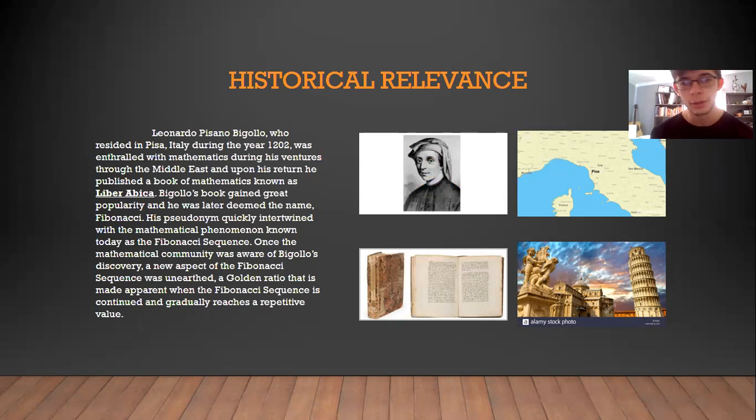And his pseudonym quickly intertwined with the mathematical phenomenon known as the Fibonacci sequence. And once the mathematical community is aware of Bigelow's discovery, a new aspect of the Fibonacci sequence was unearthed. We have the introduction of the golden ratio into mathematics, which is a component of the Fibonacci sequence.